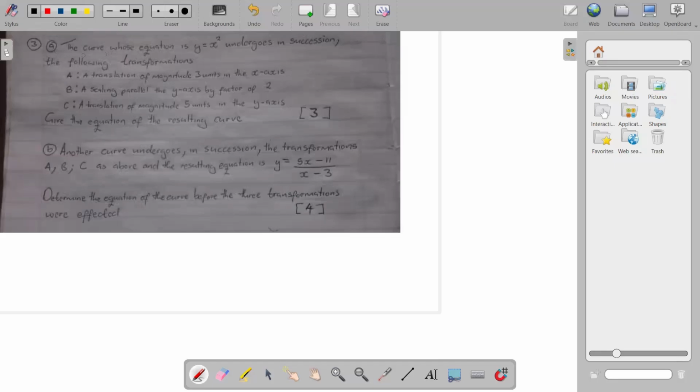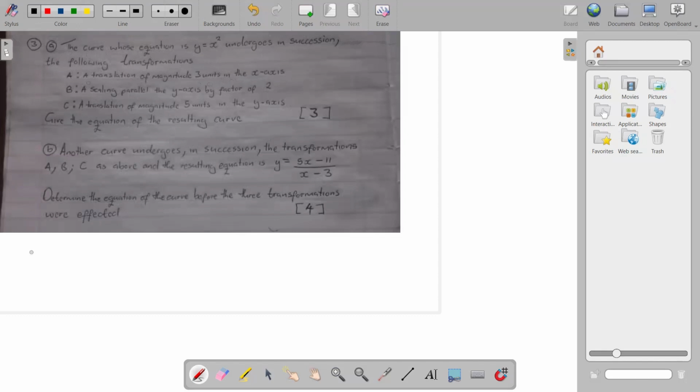Hello everyone. Today we are going to be talking about transformations, and we are going to be guided by the questions that we are having. So in this question we are given that there is a curve whose equation is y is equal to x squared, which undergoes in succession the following transformations. The first transformation is a translation of magnitude 3 units in the x-axis.